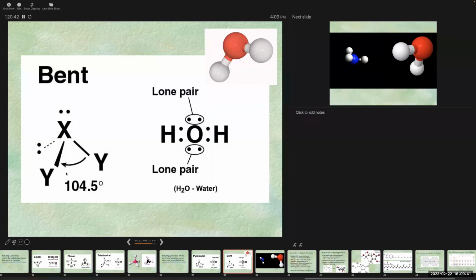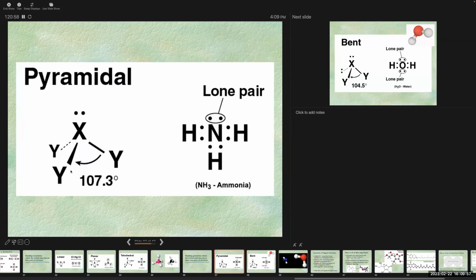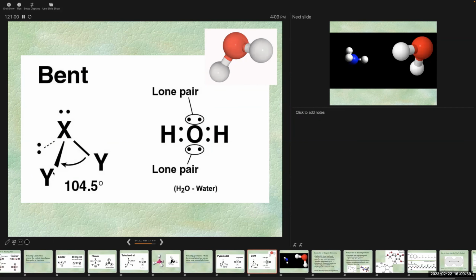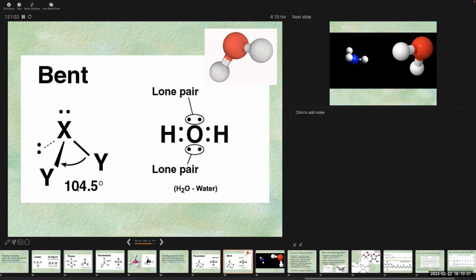So you end up with an even smaller angle between neighboring atoms. In a tetrahedron, it was 109.5 degrees. In a pyramid, it was 107.3. And now here in this bent configuration, those two hydrogens are even a little closer to one another at an angle of 104.5 degrees. It's because those two lone pairs are pushing so hard that it's squeezing the bonding pairs a little closer together.